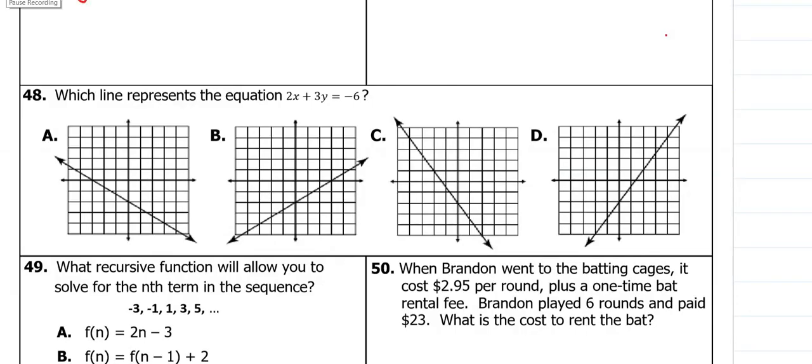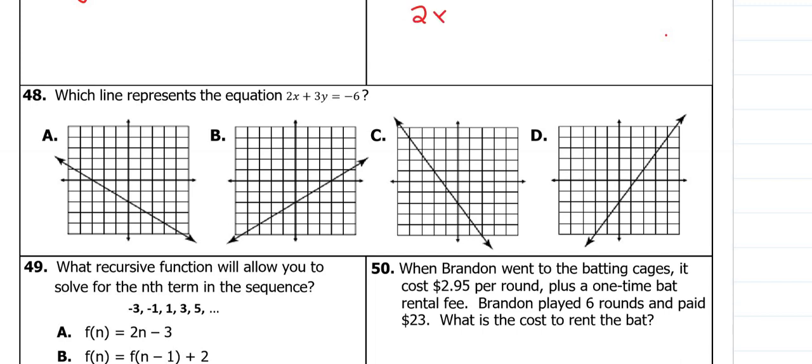Okay, number 48. Which line represents the equation 2x plus 3y equals negative 6? The best thing to do when you're given an equation for a line and you're trying to match it to a graph is to put it in slope-intercept form. We love that form. It's quick and easy to tell the slope and where it crosses the y-axis. So step 1, we're going to convert this into that form.